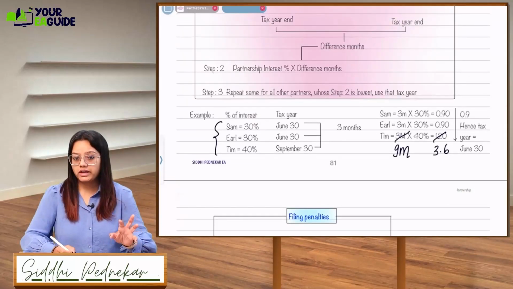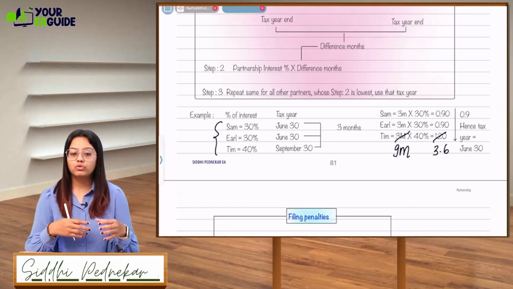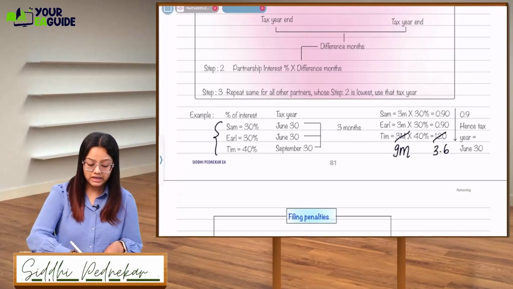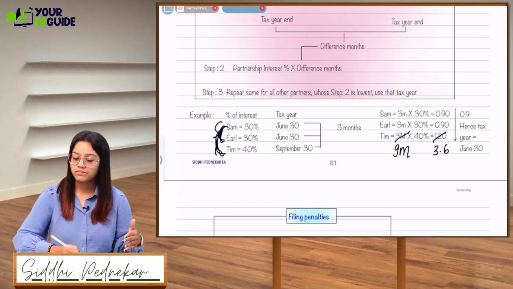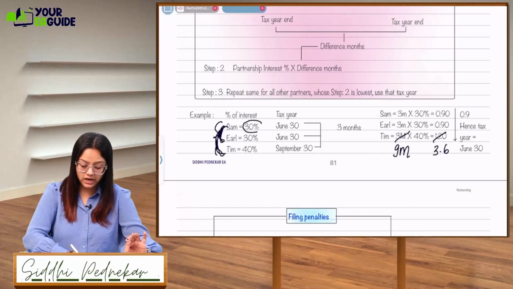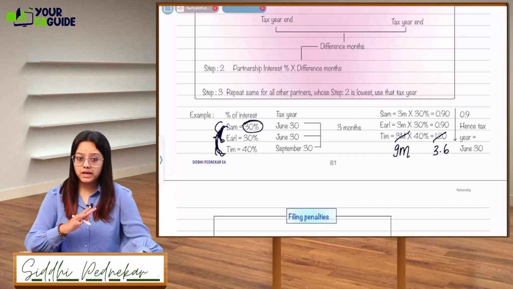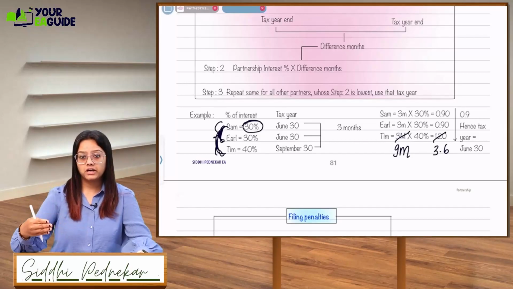And let's see what tax year they are having. The tax year for Sam is ending on 30th June. For Earl, it is ending on 30th June. For Tim, it is ending on 30th of September. So you have to do a permutation and combination, meaning take Sam and Earl's tax year difference, take Sam and Tim's tax year difference, and do vice versa also. So there will be permutation combination like this. You have to take the share and multiply it by the difference between the tax year ending dates. That is what we will call the deferral period.